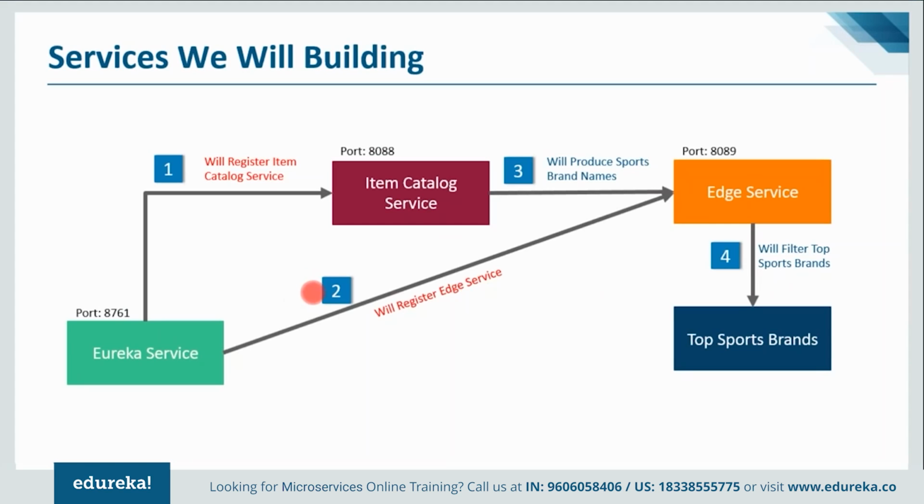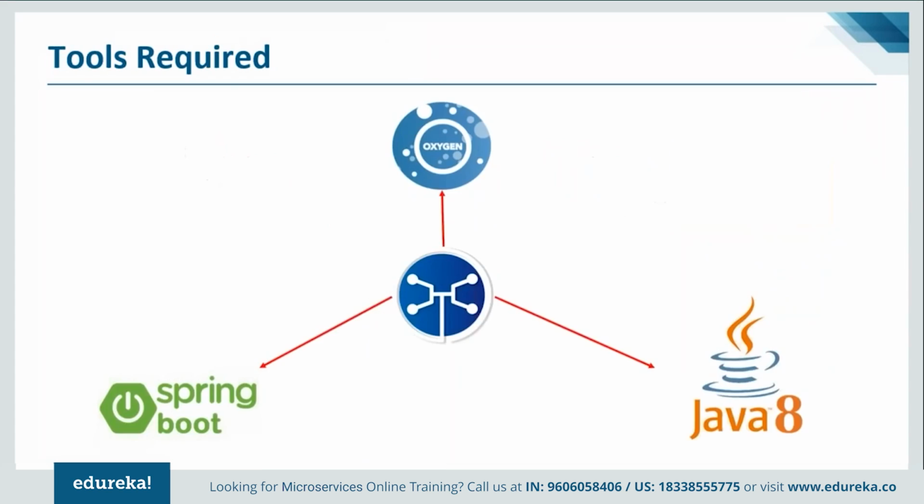I've given the numbers as well in the diagram. The first thing is it will register the other two applications in the Eureka service. First we'll register the item catalog, then we will register the edge service. Then the item catalog service will produce the sports brand names, and the edge service will filter only the top sports brands. This is what is going to happen in today's use case. Now let us see what tools I'm going to use. I'm going to use Java 8, Eclipse IDE Oxygen, and the Spring tools.